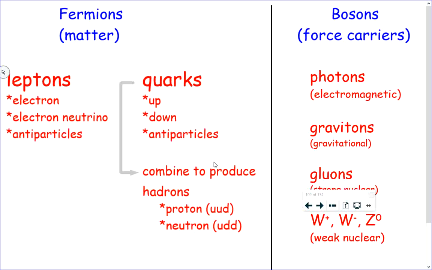What are the bosons? Photons are the force carriers or bosons for electromagnetic force. Gluons are the strong nuclear. The W and the Z bosons are the weak nuclear. And the elusive particle for gravity is the graviton, which, again, most physicists don't believe belongs here.